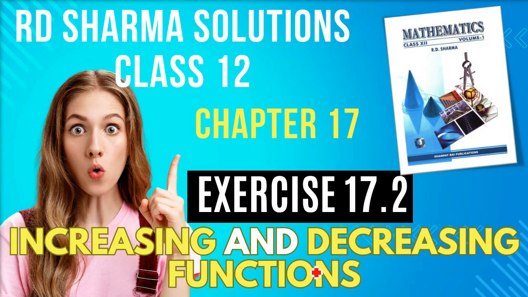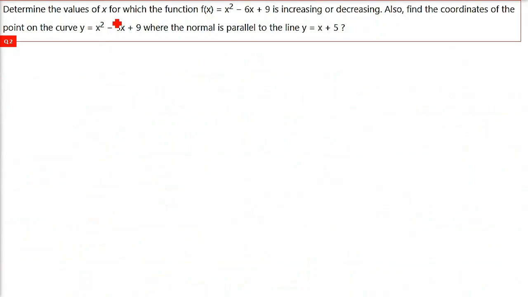We are taking exercise 17.2 from chapter number 17, increasing and decreasing functions. Determine the value of x for which the following function, x square minus 6x plus 9, is increasing or decreasing. Also find the coordinates of the point on the curve where the normal is parallel to the line y equals x plus 5.